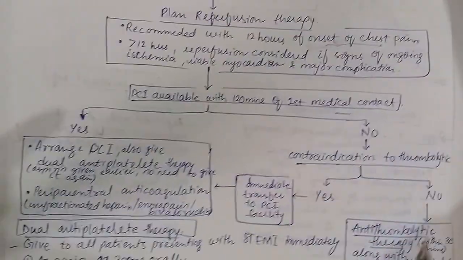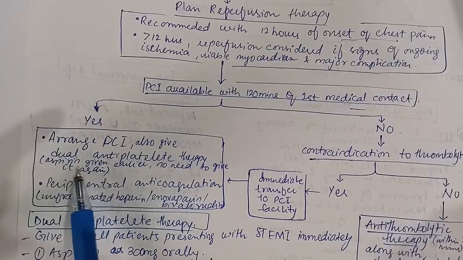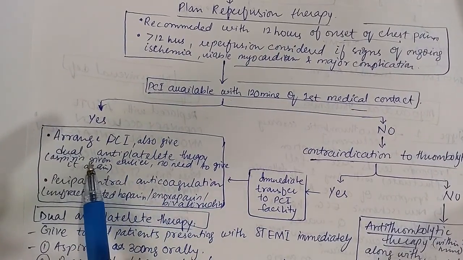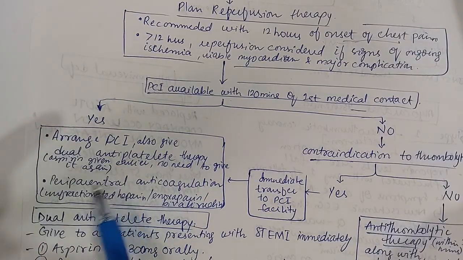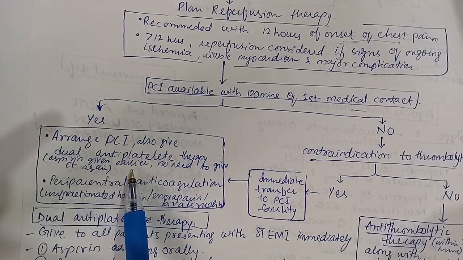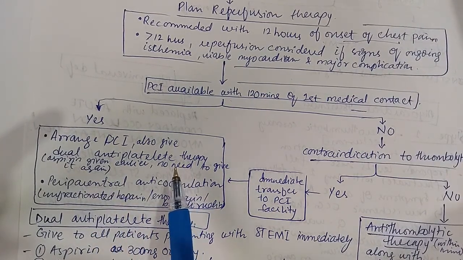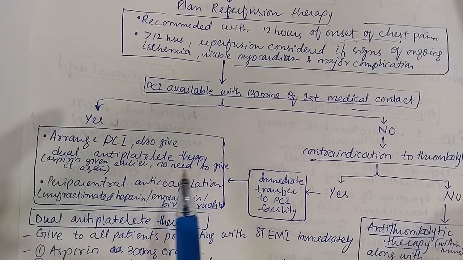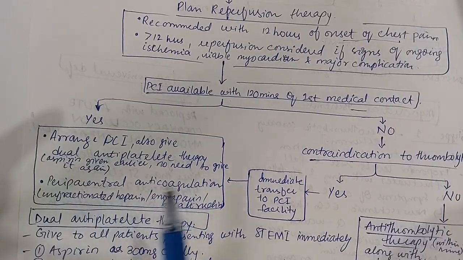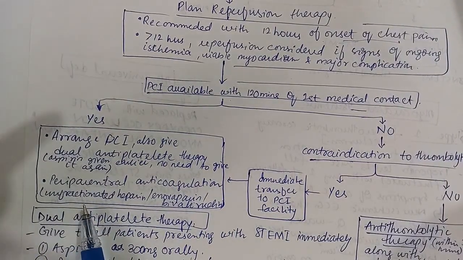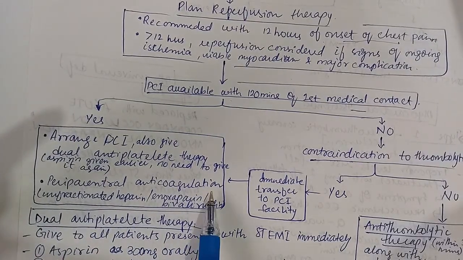Now, is PCI available within 120 minutes of first medical contact? If yes, then we are going to arrange the PCI. And while arranging for the PCI, we have to give the patient dual antiplatelet therapy. Aspirin has been given earlier, so no need to give it again. You have to administer the second antiplatelet drug, and it can be prasugrel, ticagrelor, or clopidogrel, and prasugrel and ticagrelor are actually preferred. Then we have the periprocedural parenteral anticoagulation, which is done side by side with the PCI, and it contains unfractionated heparin or enoxaparin.